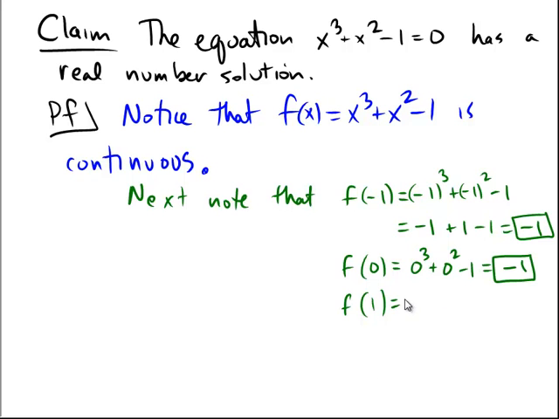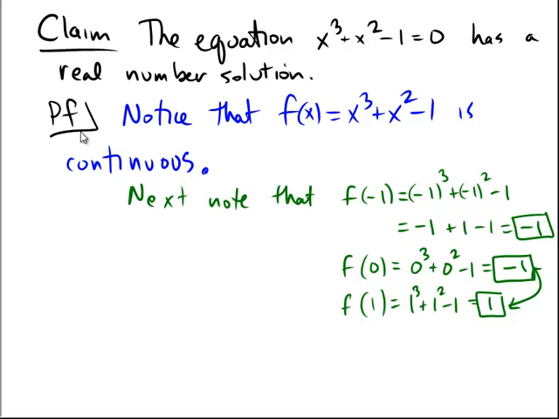F of 1 is equal to 1 cubed plus 1 squared minus 1. 1 plus 1 is 2, minus 1 is 1, and that one's going to work for us. Because notice now that the outputs of the function from 0 to 1 go from negative 1 up to positive 1. In other words, it crosses the x-axis.